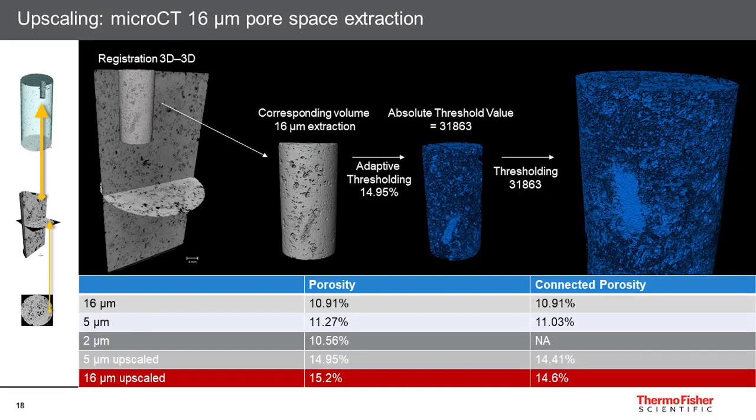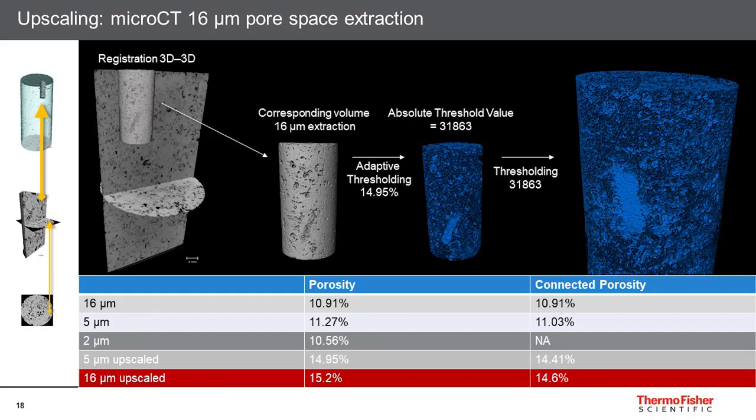In order to upscale the subplug porosity to the larger plug, we apply the same method. 3D to 3D registration, adaptive thresholding with the input value of 14.95%, global thresholding with the obtained intensity value. The new pore space on the entire plug is giving a porosity of 15.2% with a connected porosity of 14.6%, which is completely in line with the measured lab value of 14.4%.